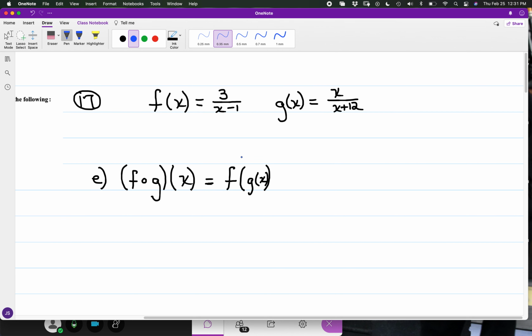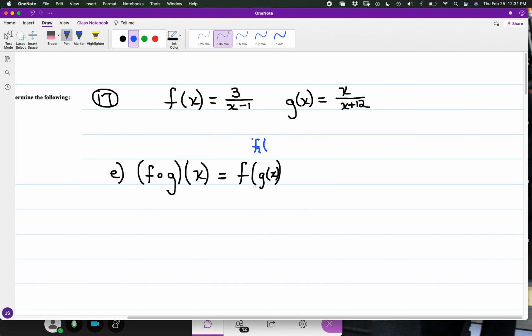And for the output function f, we have f of whatever the input is going to be equal to 3 over the difference between the input and 1. So we have f of the input is equal to 3 over the input minus 1. Now for the composition, the input is g of x, so we have 3 over g of x minus 1.